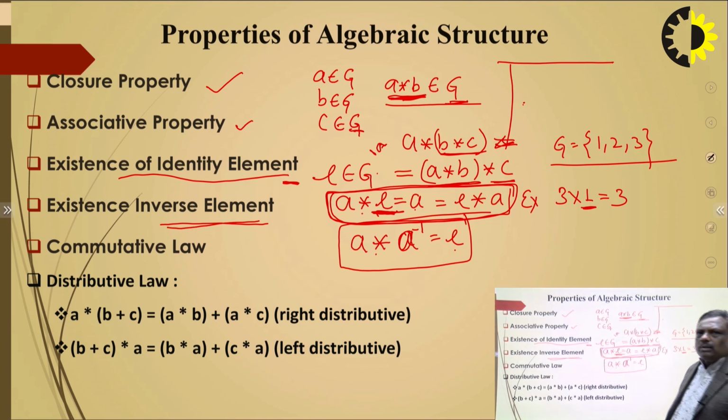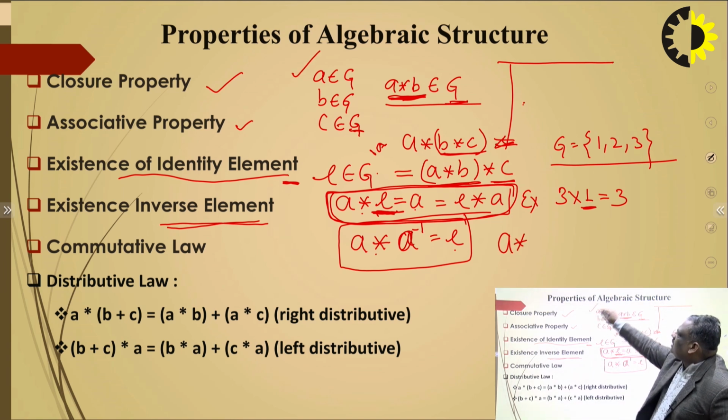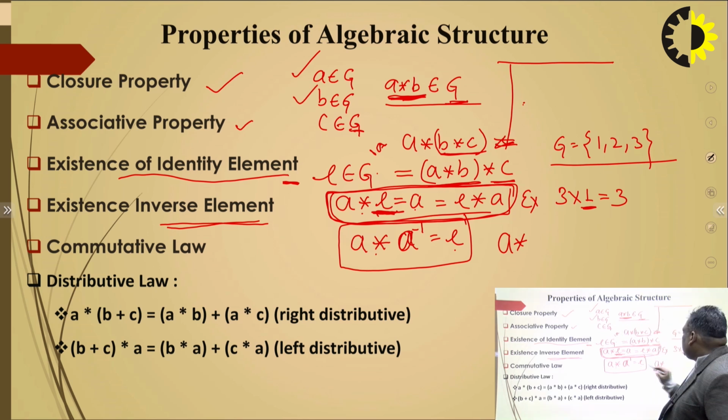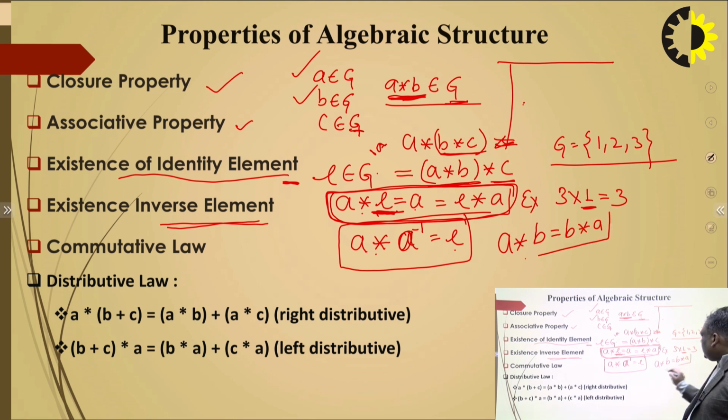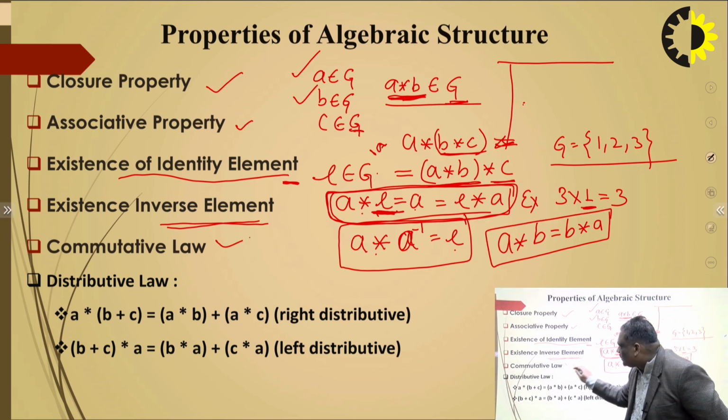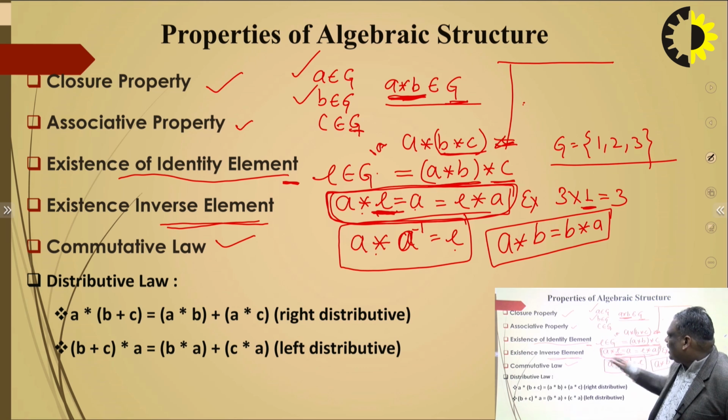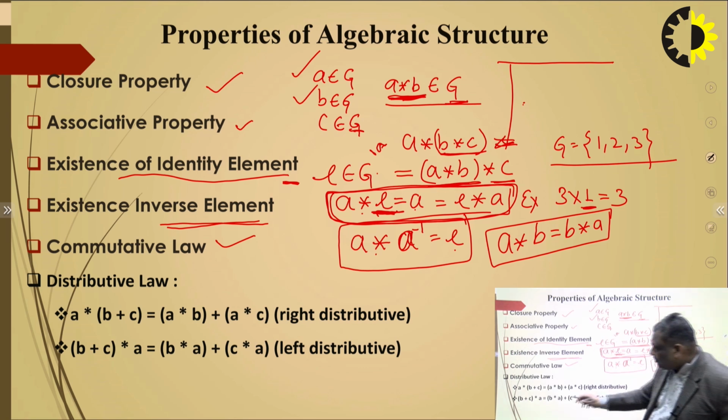Commutative law says that if A is an element of G and B is an element of G, then A binary operation B equals B binary operation A. So this one is known as commutative law. One by one we can solve it.